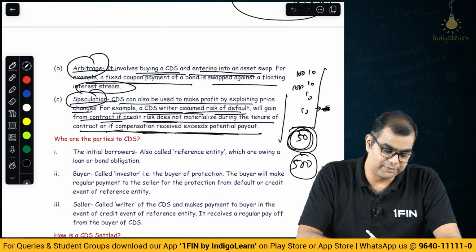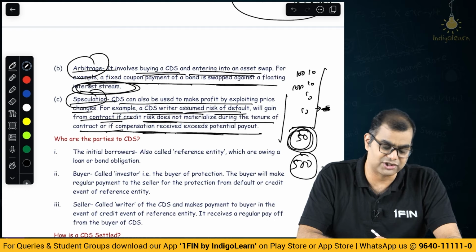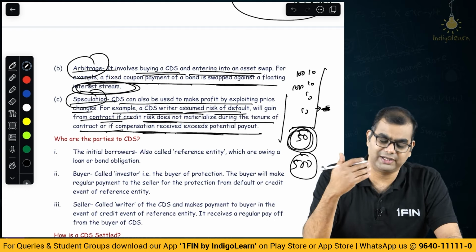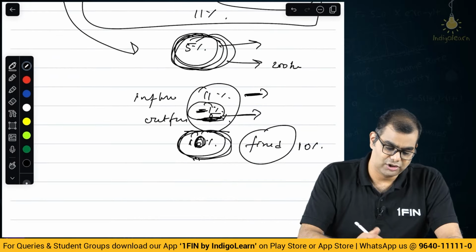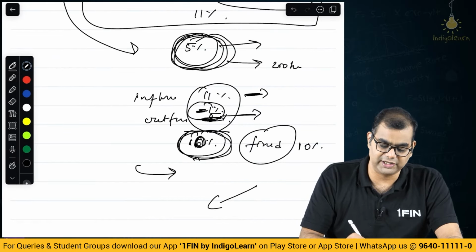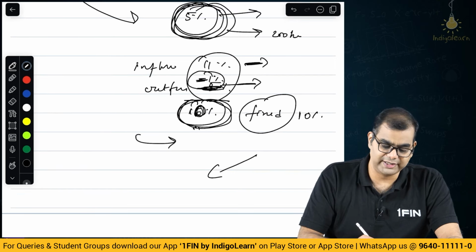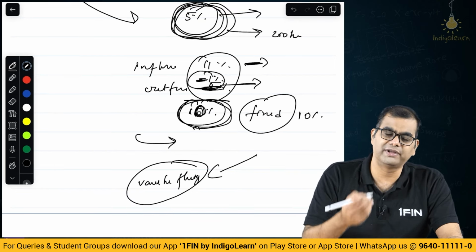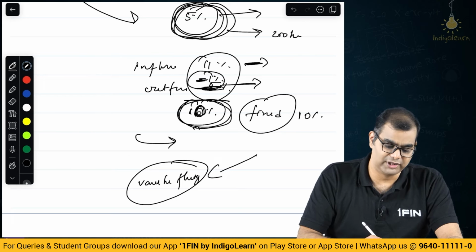For example, a fixed coupon payment of a bond is swapped against a floating interest stream. So for example, whatever the bond pays every year, let's say this 10% is coming, you pay off this 10% every year and you keep getting inflows. Inflows of how much? You keep getting variable or floating inflows. And you believe this floating rate will go up. If the floating rate goes up, what will happen? You will get 11%, 12%, 13%, 14% like that.